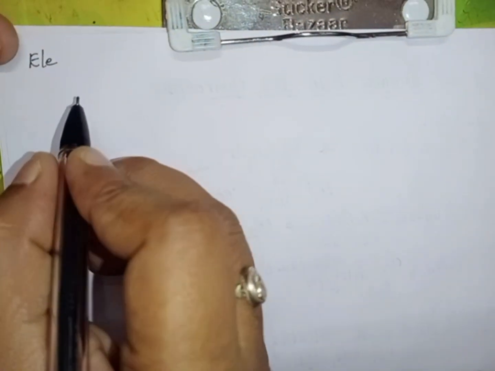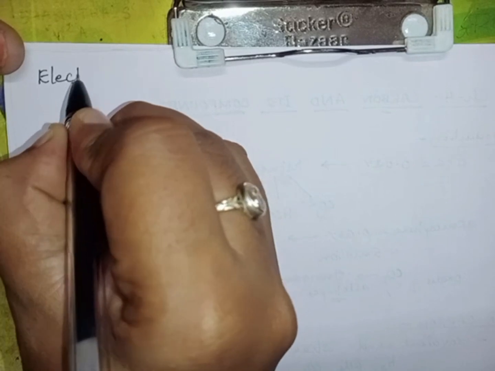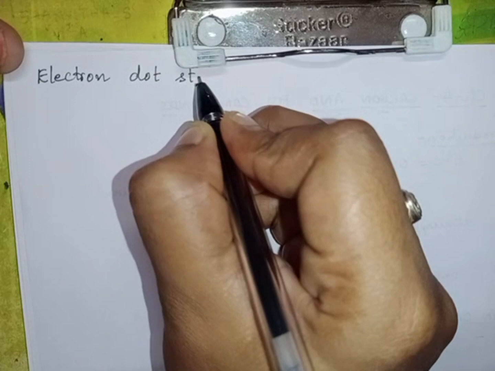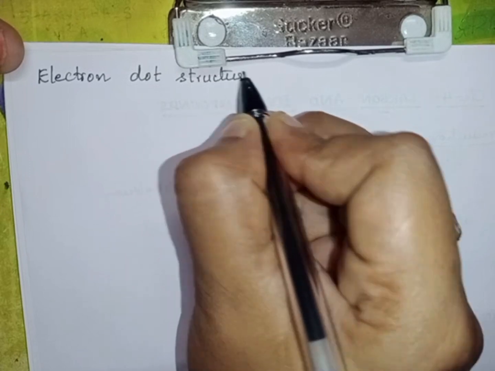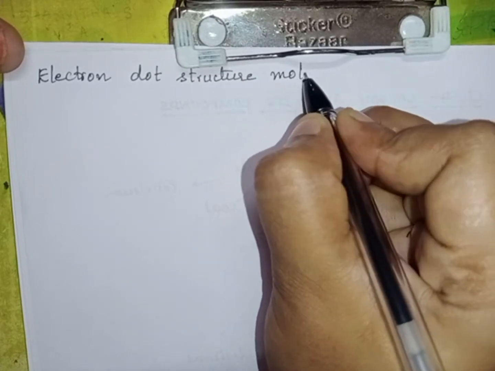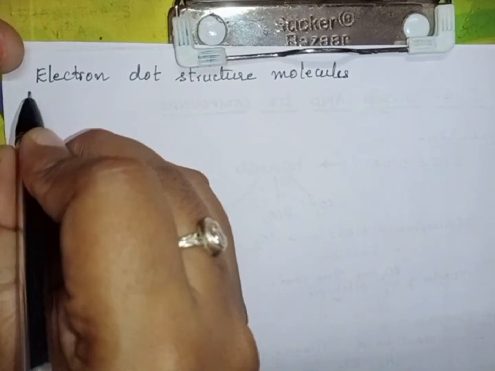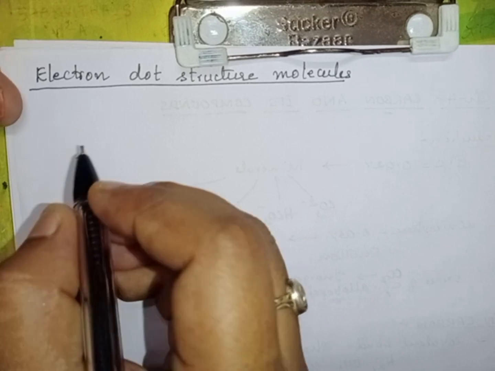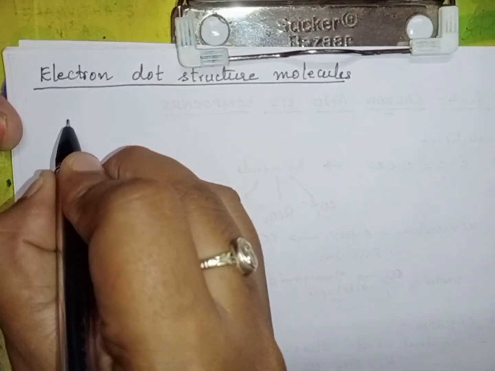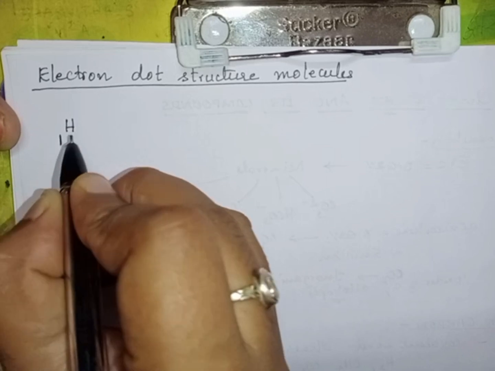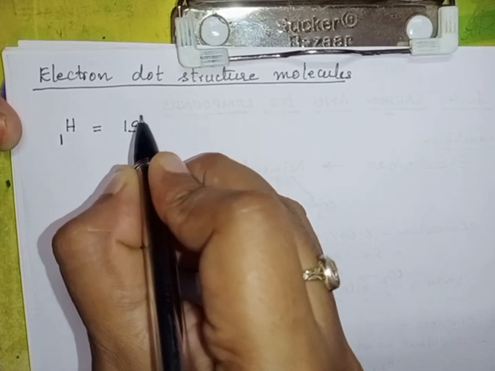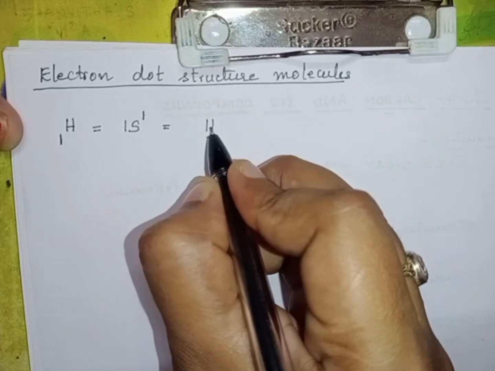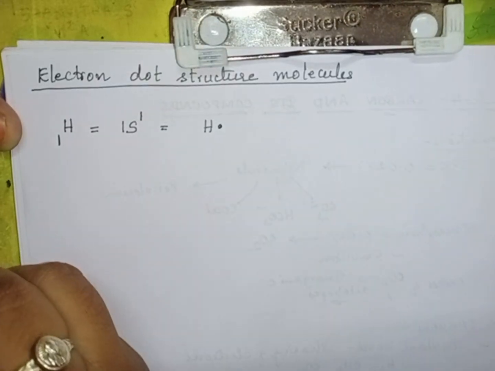Children, next we'll study about the electron dot structure of molecules. See, in the chapter metals and non-metals, you have studied about the electron dot structure of the atoms. I'll recall that. For example, if you take hydrogen, atomic number 1, what is the electronic configuration? 1s1. How many valence electrons? 1 valence electron. That you will mention here in the form of dots.